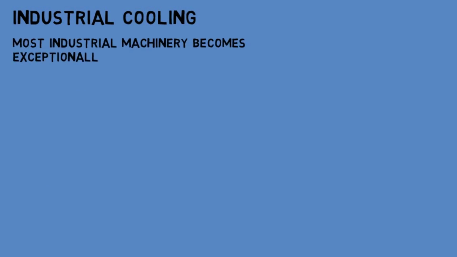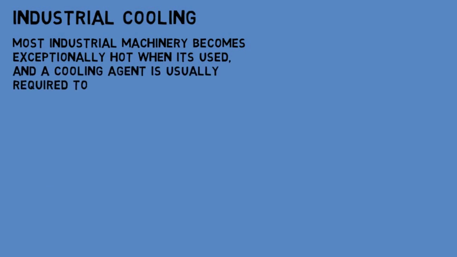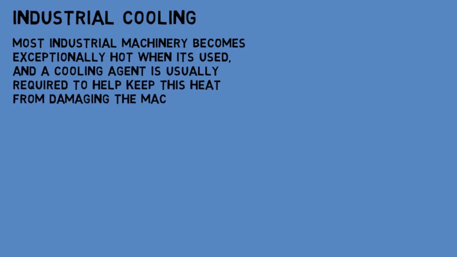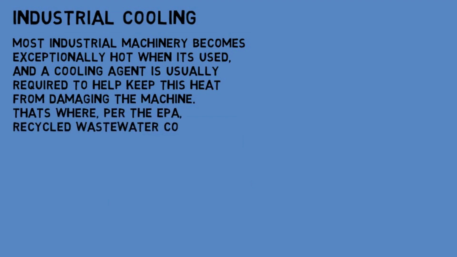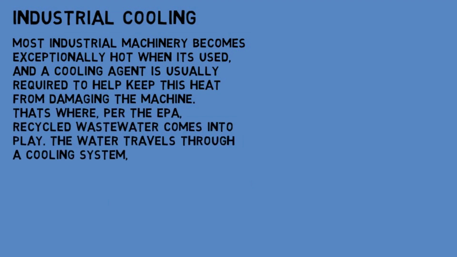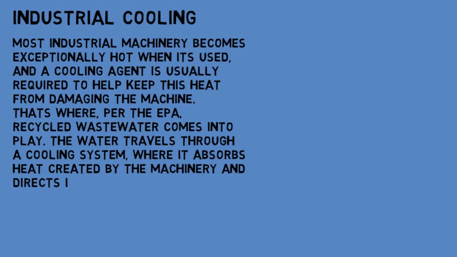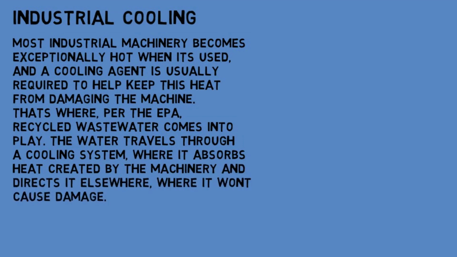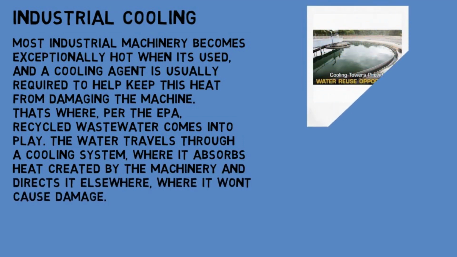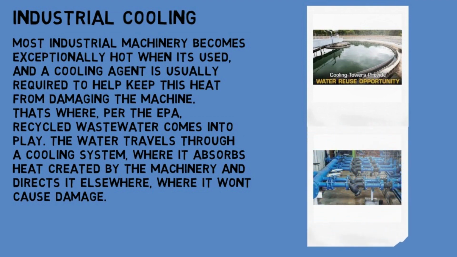Industrial cooling. Most industrial machinery becomes exceptionally hot when it's used, and a cooling agent is usually required to help keep this heat from damaging the machine. That's where, per the EPA, recycled wastewater comes into play. The water travels through a cooling system which absorbs heat created by machinery and directs it elsewhere where it won't cause damage.